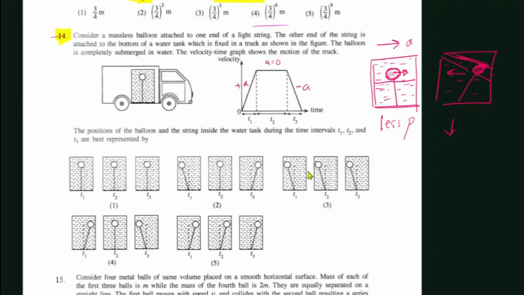But here, since it's completely filled, we do not have to consider the motion of the surrounding, right?